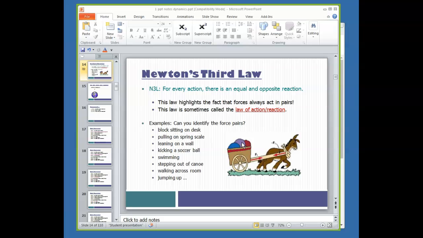All right, that's a great intro to Newton's three laws, and that'll get us started, and we'll be adding on some more detail as we continue through the unit.